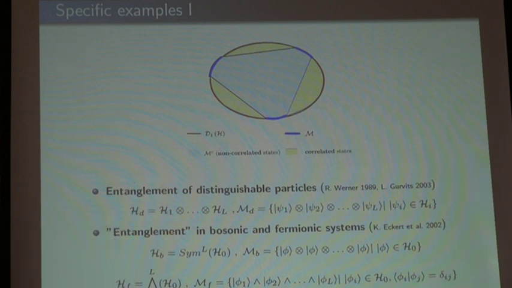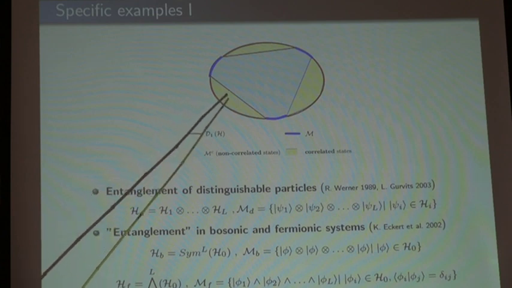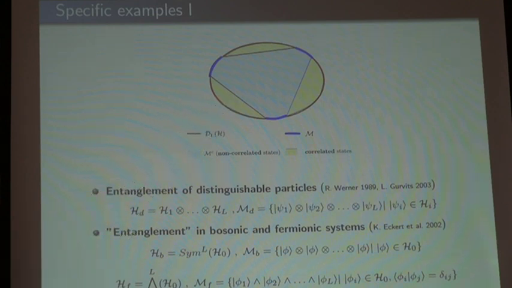Not conceptually, but numerically. So this is the motivation why I don't want to precisely describe the set, to give the recipe whether a state is correlated or not. I just focus on criteria, on the detection problem, in the rest of the talk.